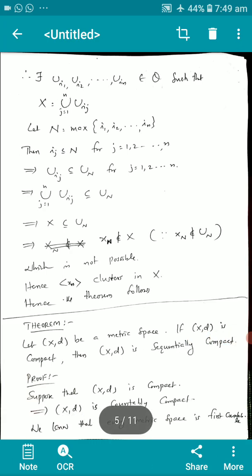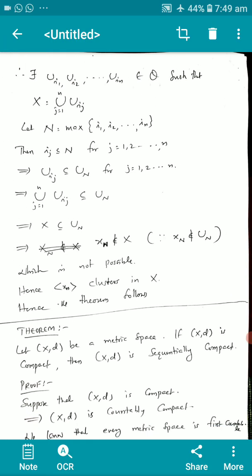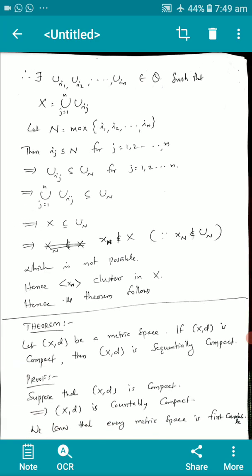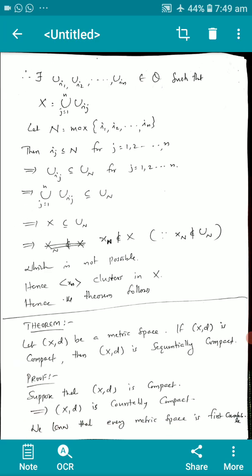Therefore, instead of that, we are taking the subsequence ui1, ui2, etc., uin, elements of theta such that capital X is equal to the union of uij, where j varies from 1 to n. That is, it forms a cover of capital X. Let capital N equal the maximum of i1, i2, etc., in, then ij is less than or equal to capital N for j equal to 1 to n.